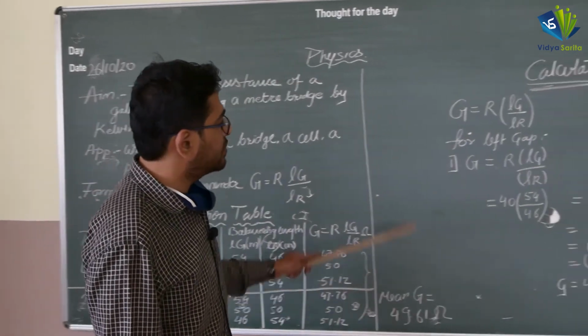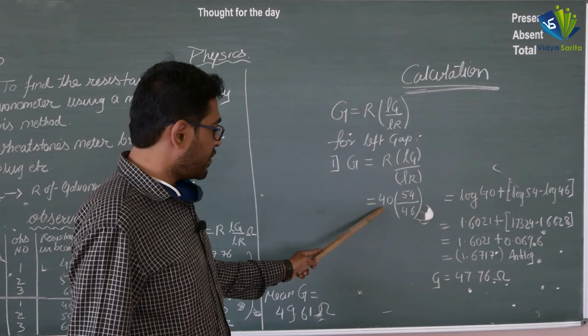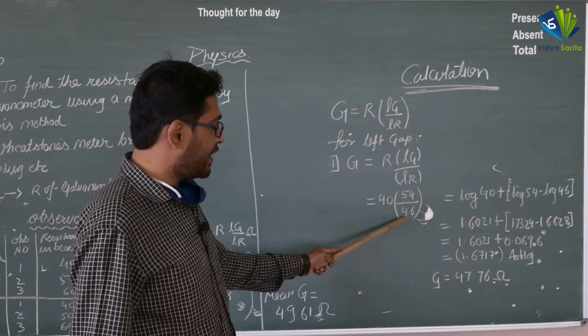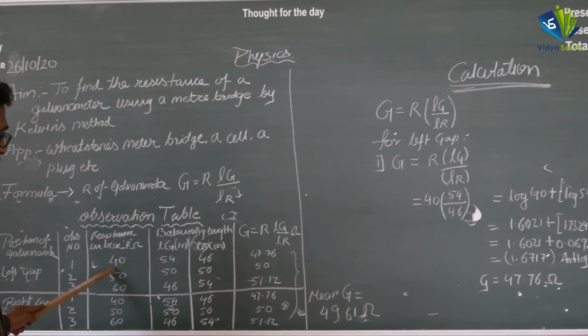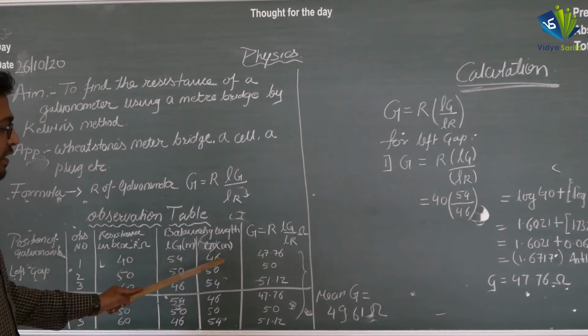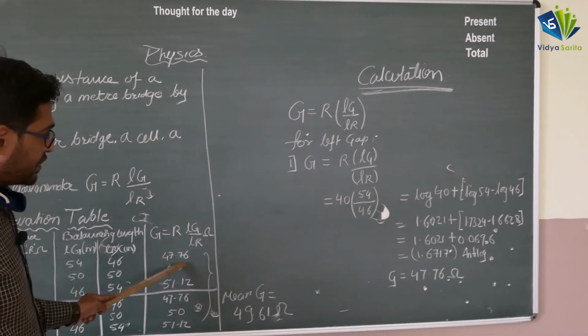Second, you try out. For the left gap, 1, G is equal to R into LG upon LR. Now 40 ohm is 54 divided by 46. So for the resistance box of 40, 54 is divided by 46. Now we'll find the value of this, which comes to 47.76.